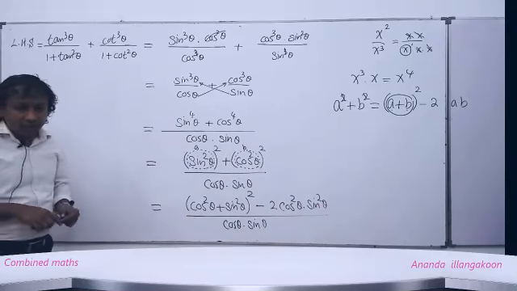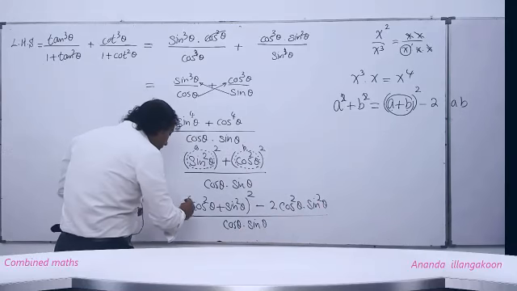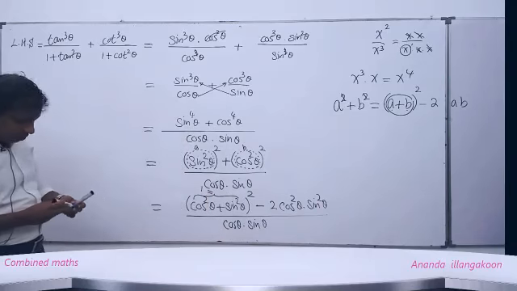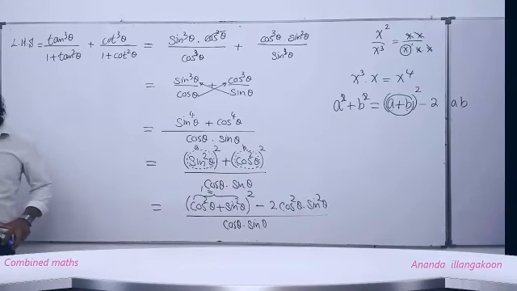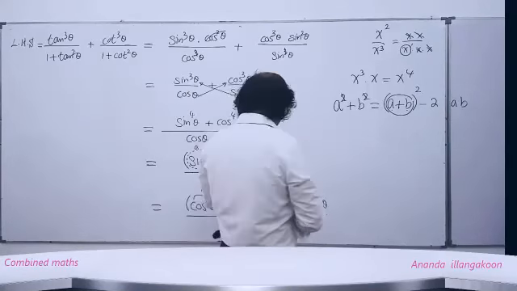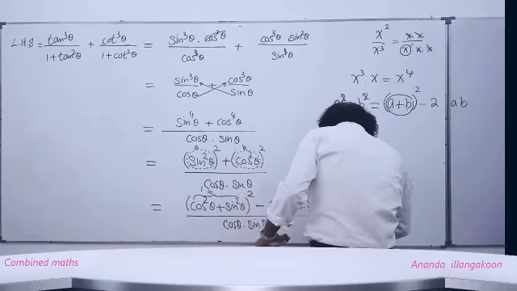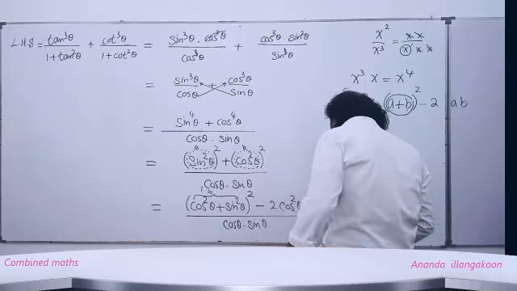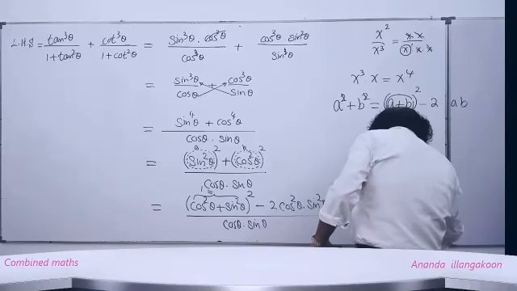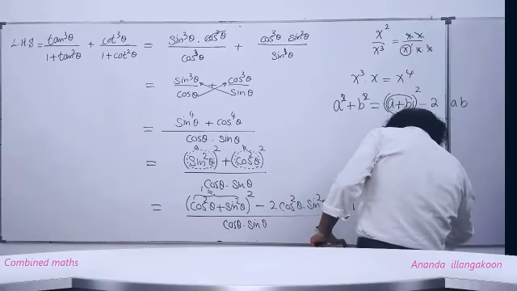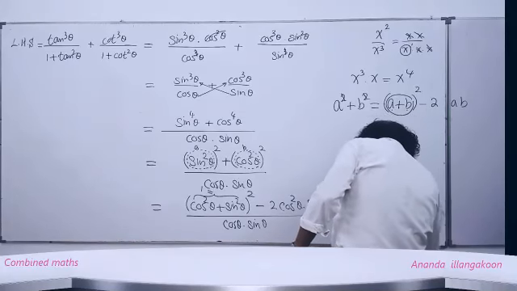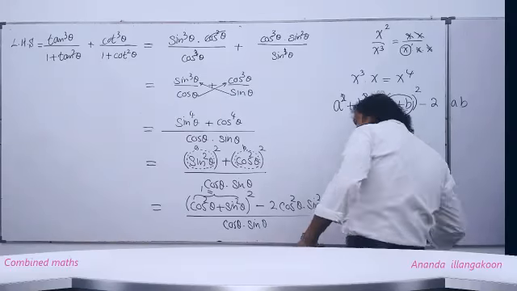But you know, people, what is this within the bracket, cos square theta plus sin square theta? This is really 1, no? Cos square theta plus sin square theta is 1. Then what do we get? Then we get 1 within the bracket, 1 squared is 1, minus 2 cos square theta sin square theta, we can indicate the order as 2 sin square theta cos square theta, divided by cos theta into sin theta. I think this is our right hand side, no?